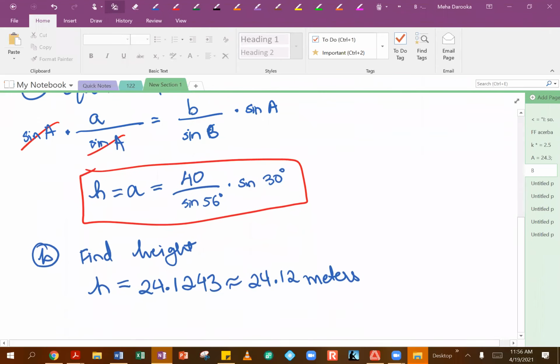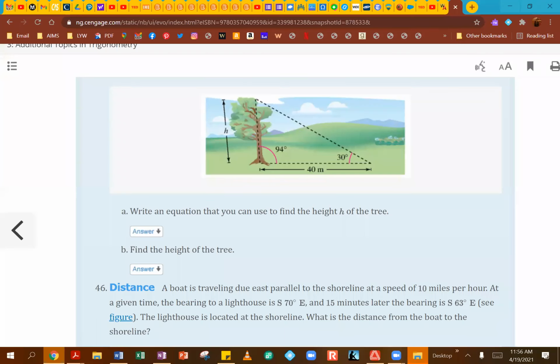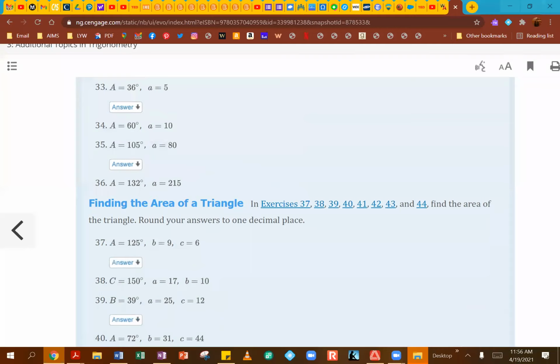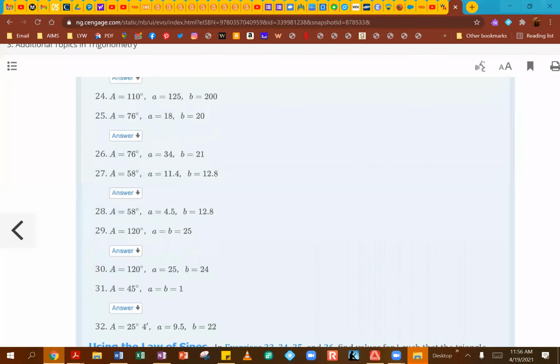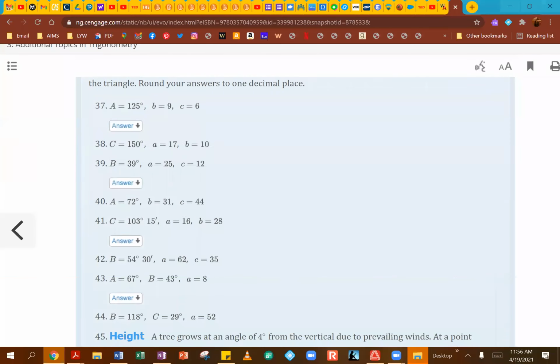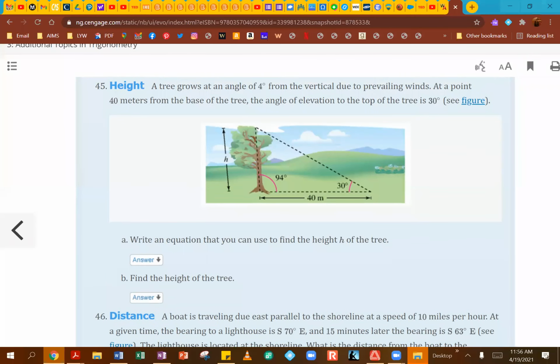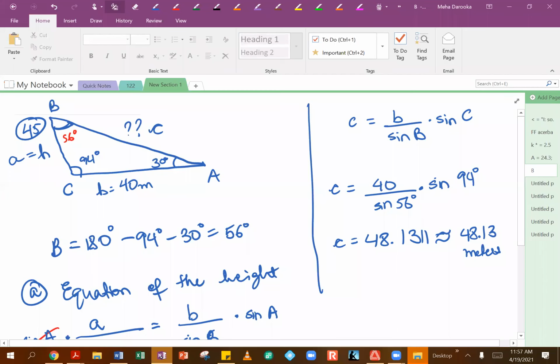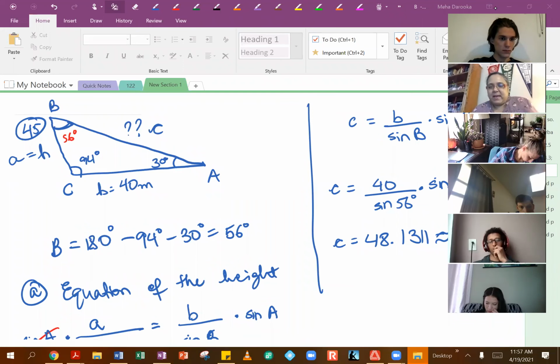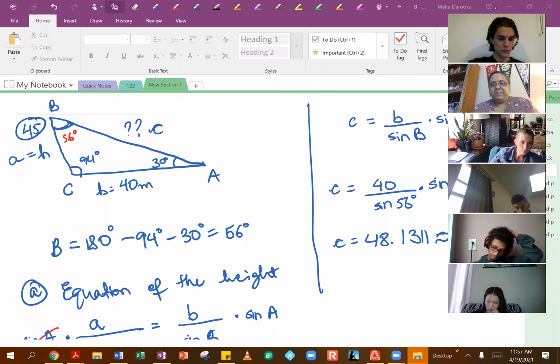But this is just to show you, if you were looking at one of these generic examples, then, of course, they would want you to find all 3 sides and all 3 angles. So just to kind of help you out with that. But as far as this question goes, they were only interested in the height of the tree. Any questions on that, guys?